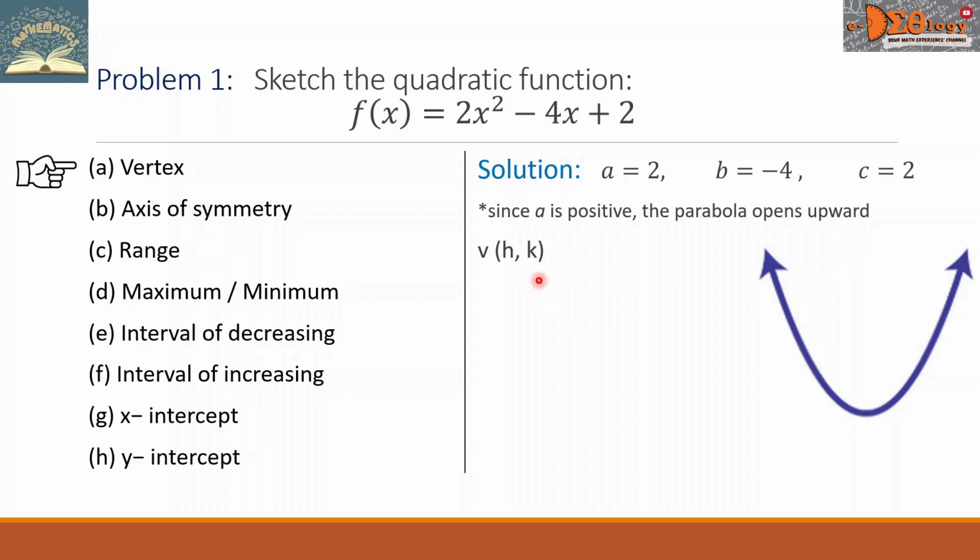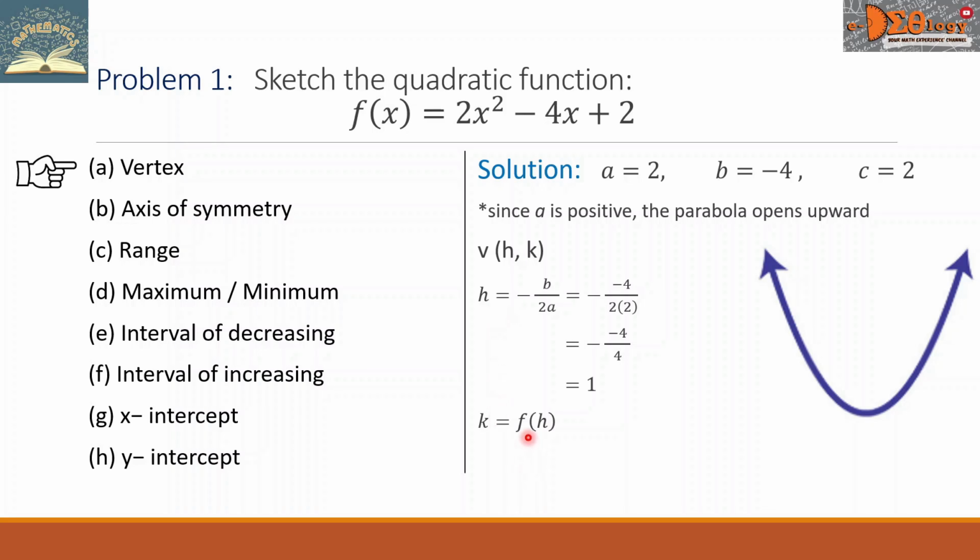Now the vertex. The formulas are h equals negative b over 2a, and k equals f of h. Let us now solve for h. We substitute the corresponding values of b and a. So h equals the negative of negative 4 all over 2 times 2. In the denominator, we simplify this as 4. Then the negative of negative 4 divided by 4 is 1. This is the h. Now for the k.